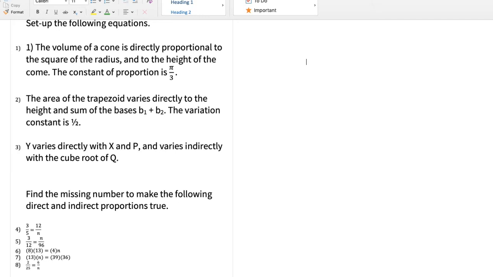Set up the following equations. So, number 1, we have the volume of a cone is directly proportional to the square of the radius and to the height of the cone. The constant of proportion is pi over 3.